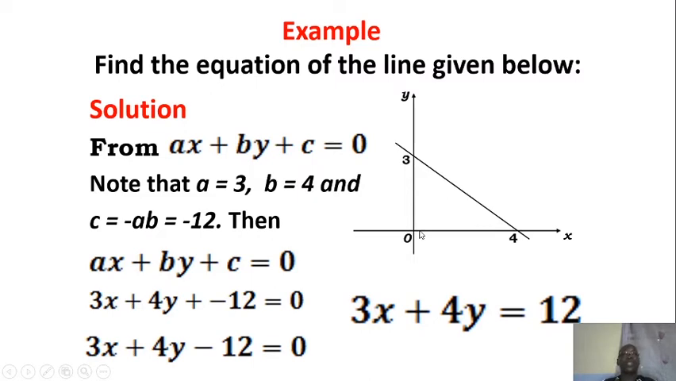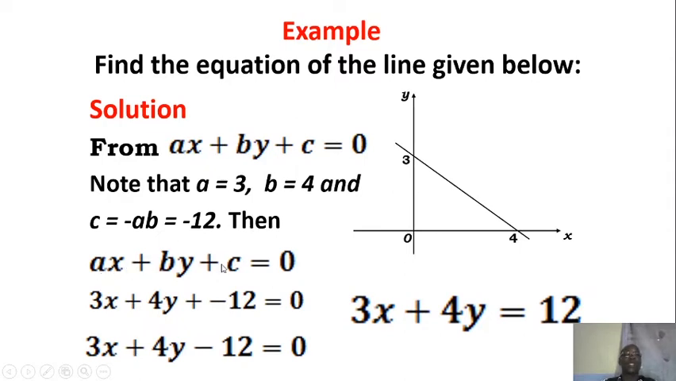Example. Find the equation of the line given below. We have been given this straight line that passes through the point y is equal to 3 and x is equal to 4, and we have to find the equation. So we simply state the equation of the two intercept line, meaning state the double intercept form of the equation, which we have stated here. We note that a is 3, b is 4, and c is minus ab. Remember, 3 multiplying 4 is 12, but the negative of it should be minus 12.